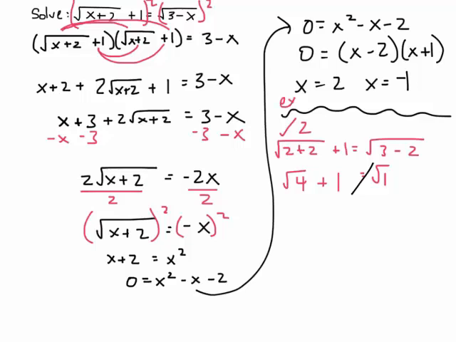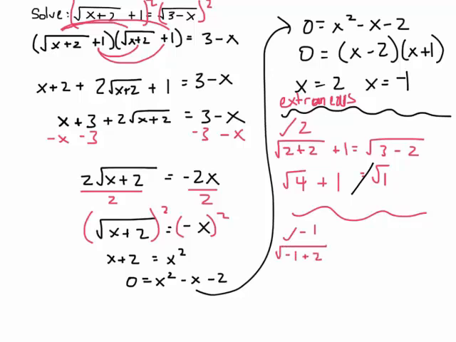Wait, how is it 3? What's 3? The square root of 4 is 2, plus 1. Yeah, not 4 plus 1, but the square root of 4, plus 1. Oh. Okay, so now let's check negative 1. Because they both could be extraneous, but we have to see.